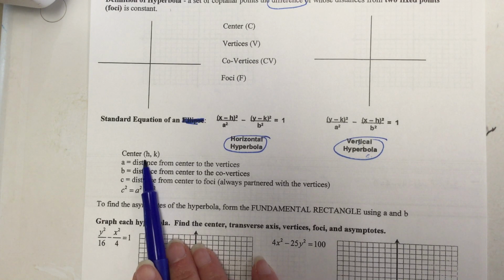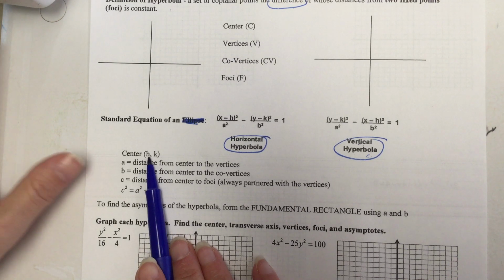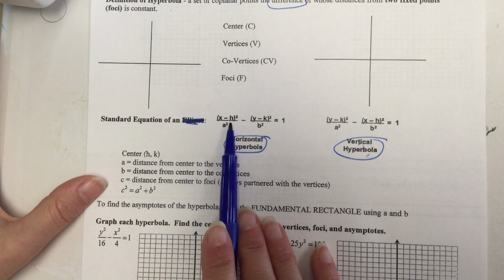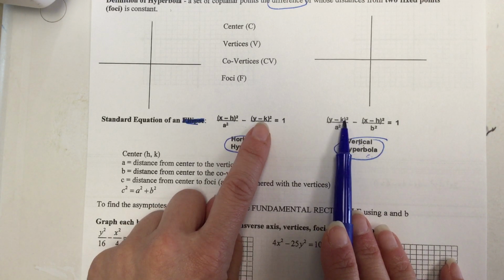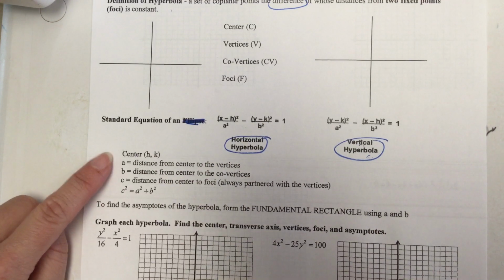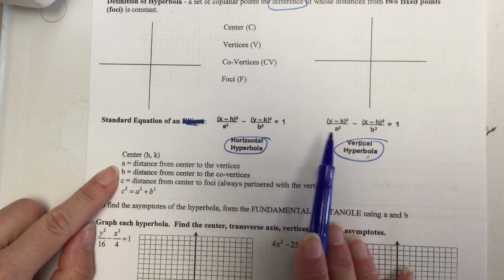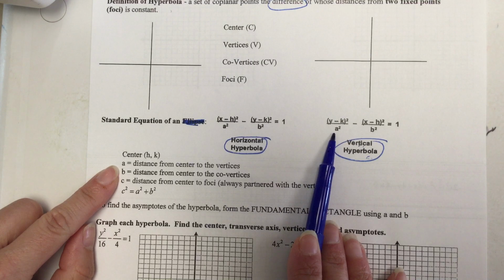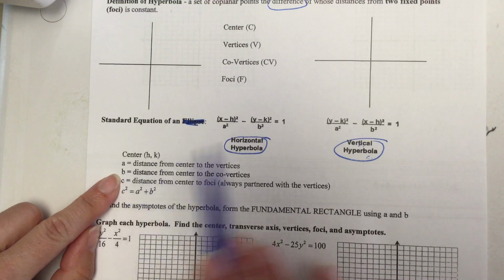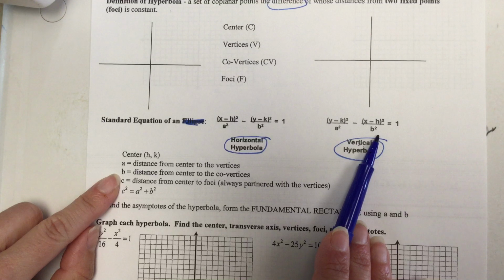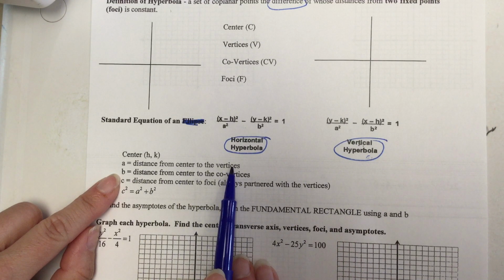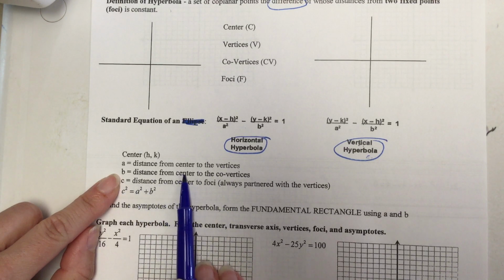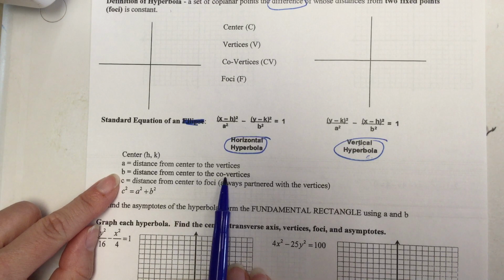Again, just like with the circle and the parabola and the ellipse, the center is at (h, k). So what are you subtracting from the x? Whether the x is first or second, that's the x value for the center. What are you subtracting from the y? That's the y value for the center. Now a is the square root of the first denominator, and b is the square root of the second denominator. Again, a is how you get from the center to your vertices. That's that distance. b is how you get from the center to your co-vertices.